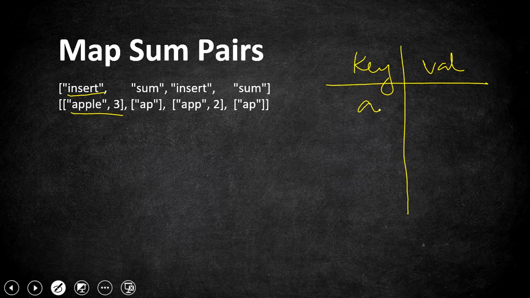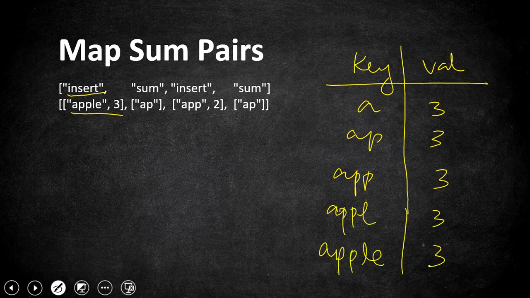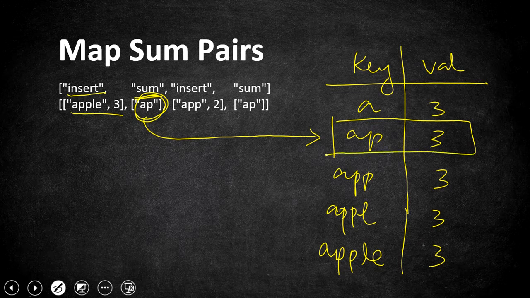For example, A is going to have value 3, AP is going to have value 3 again, and APP is also going to have 3. So now we have put all possible prefixes for this particular word apple with value 3. So next, when we have our sum, instead of finding the prefix, we are directly going to find this word itself because we have already stored the prefixes. So it directly looks up our table for AP and returns the corresponding value in our map.